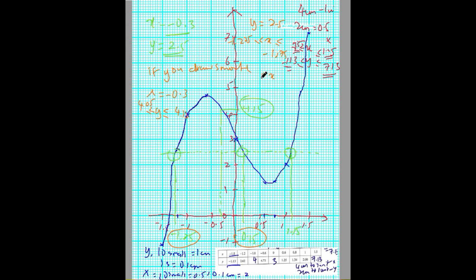0.125 to 0.175, and the third one, x should be in between 1.055 to 1.105.